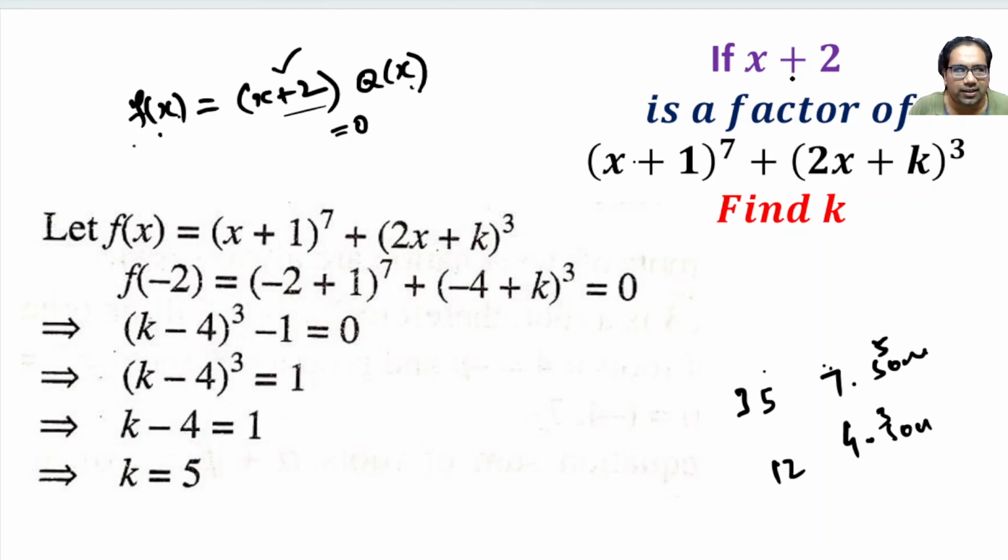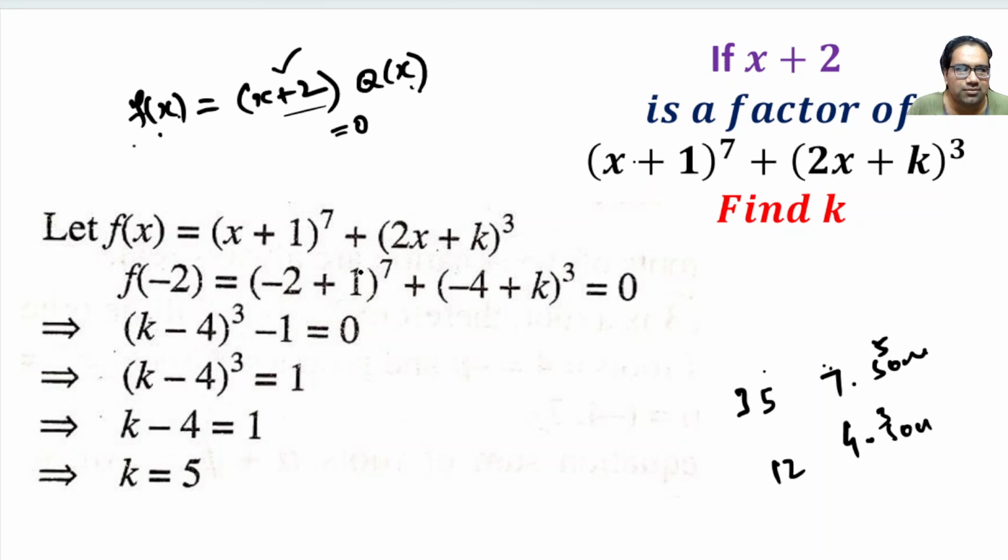Because x plus 2 is a factor, that's what we have done. f of minus 2 should be equal to 0, because f of x we can write as x plus 2 into something, and x plus 2 is 0 when x equals minus 2. So this function is equal to 0 when x equals minus 2. So f of minus 2 is (minus 2 plus 1) whole power 7 plus (2 into minus 2, that is minus 4, plus k) whole cube.